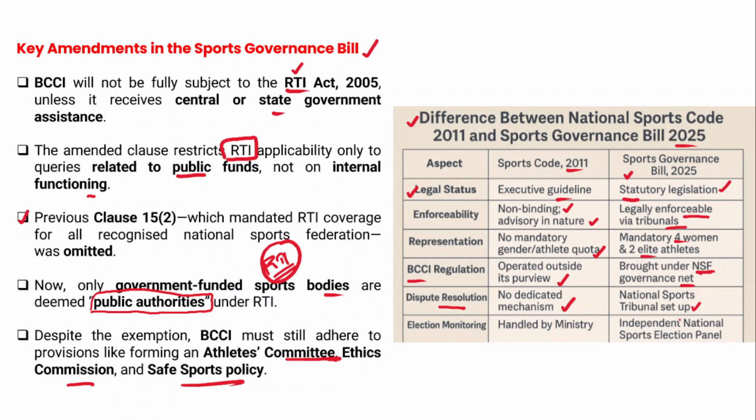And there are also provisions for election monitoring. The election monitoring will be handled by the Ministry of Sports as per the Sports Code of 2011. But the Sports Governance Bill 2025 mandates that there will be an independent national sports election panel. Right, I hope you have understood the basic difference between the Sports Code 2011, which is executive guidelines, and the Sports Governance Bill of 2025, which is a statutory legislation.